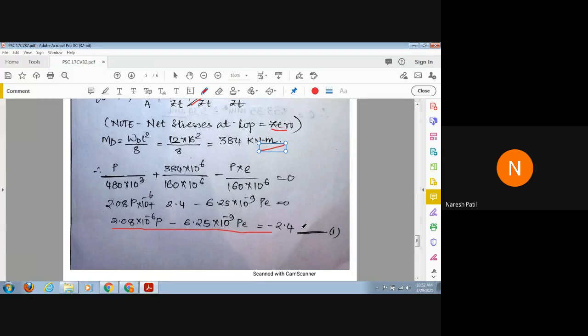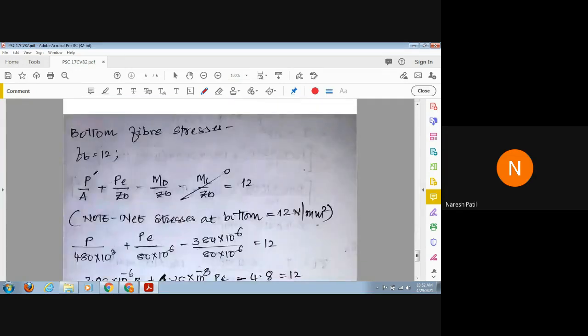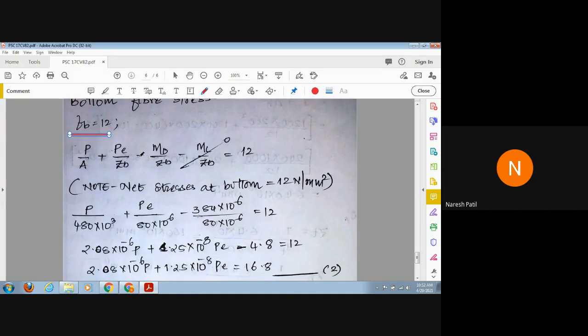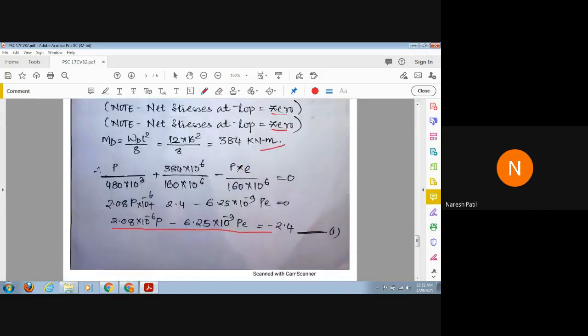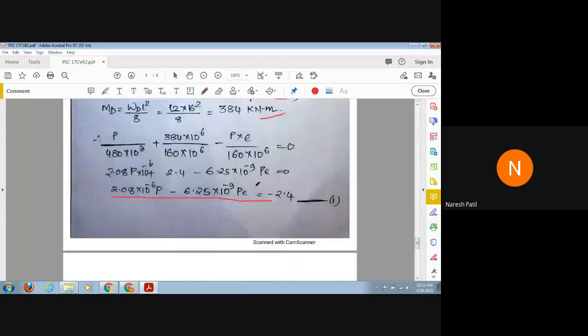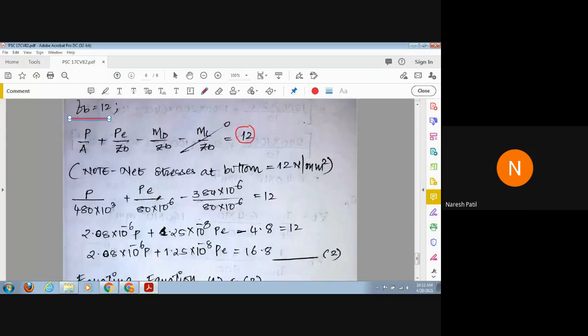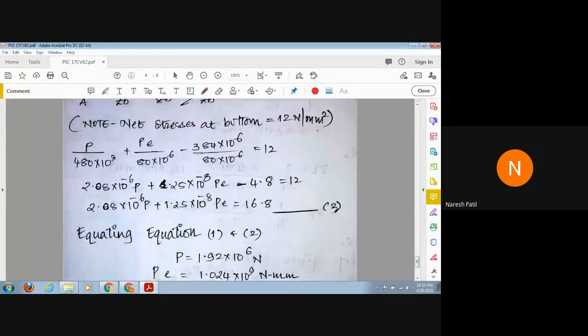After that, again go to bottom fiber stress. We have to equate it to 12. The bottom fiber stress FB should be equated to plus 12, positive, not negative, because they have given 0 and 12 and nothing is mentioned about whether it is negative or positive. Again, P by A plus PE by Z minus MD by Z, and that will be equation number 2. After solving, we get equation number 2.